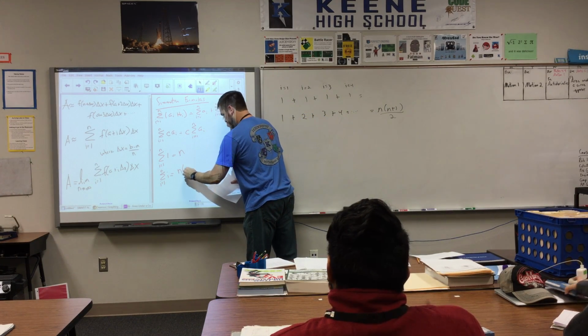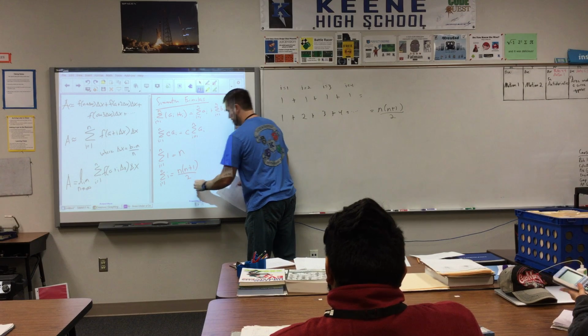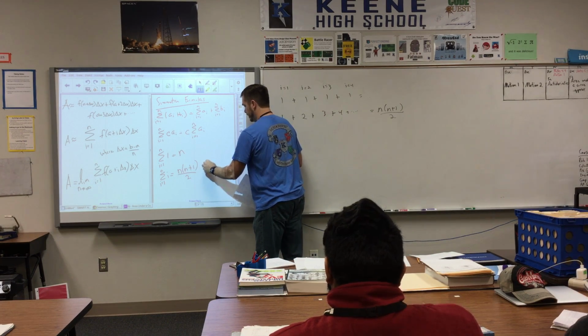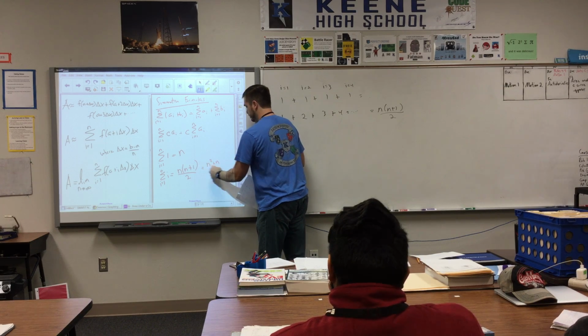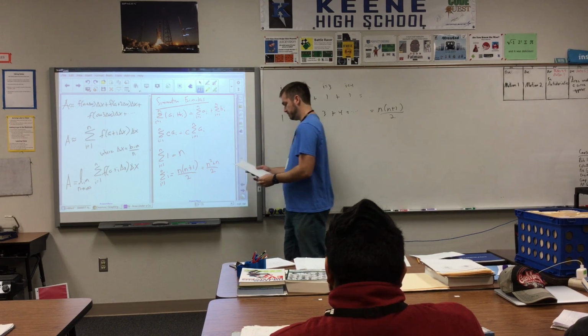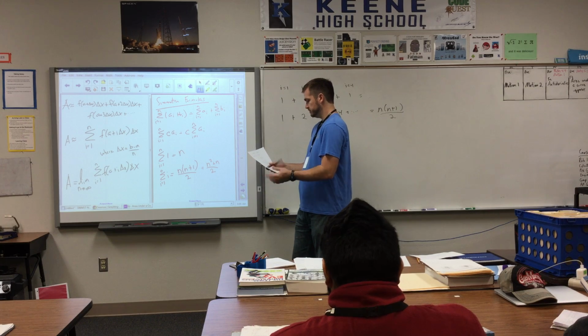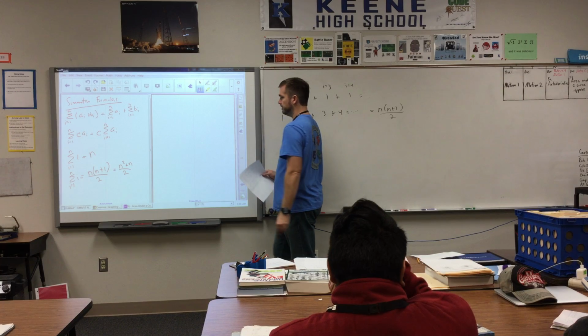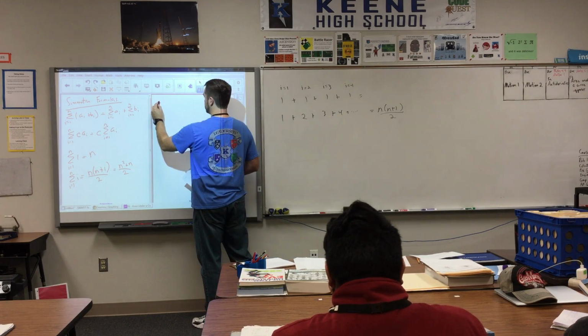Came up with this formula, it's pretty cool. N times n plus 1 over 2. If you multiply that out, you get n squared plus n over 2. I think there's a reason why we might want to go with this one later on.